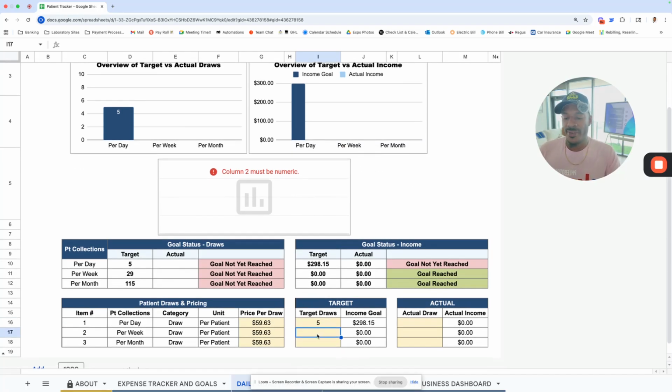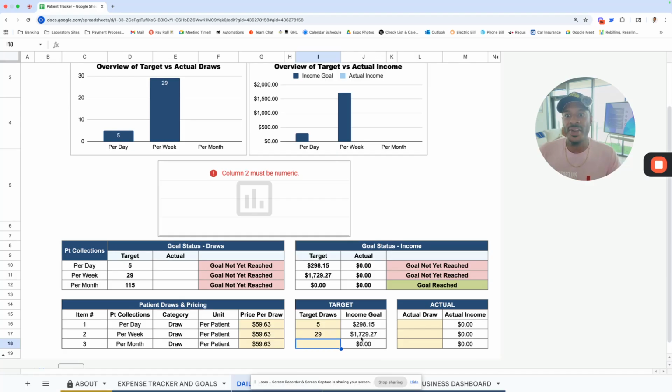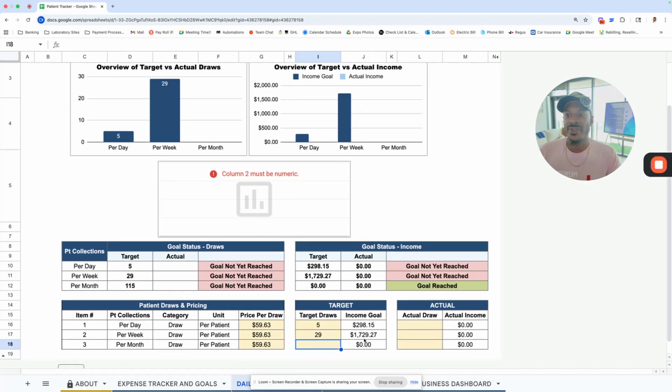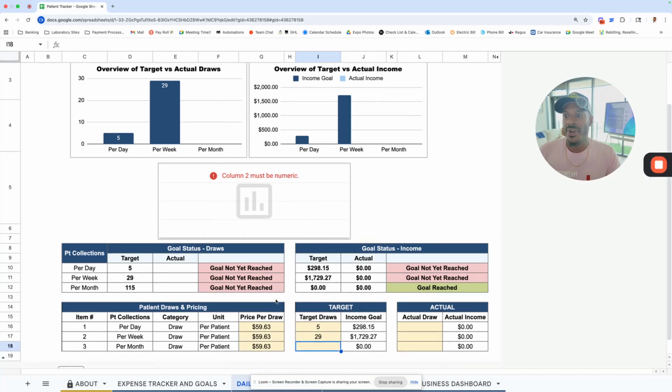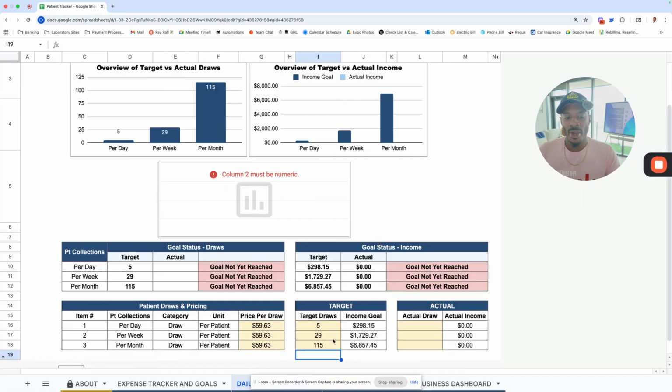So we got 29 right here, and that means we want to have a target income of $1,729.27. As you can see, your chart is now growing, okay? It's starting to input all of your targets, okay? And then finally, it's going to be the 115, and bam. Remember that goal? $6,856.95 that we wanted to make. We have beat that goal once we hit that specific number or target, okay? So we want to hit that number.